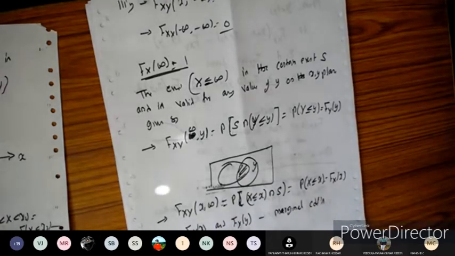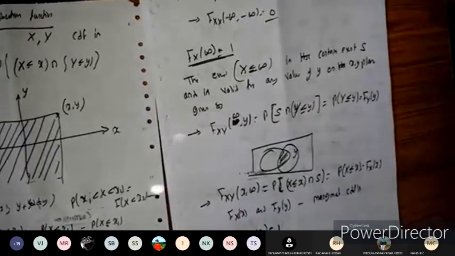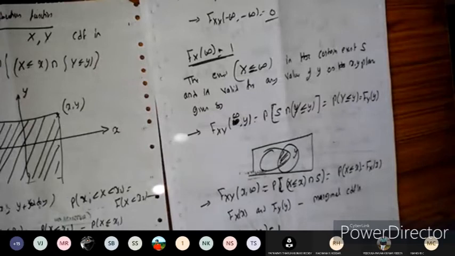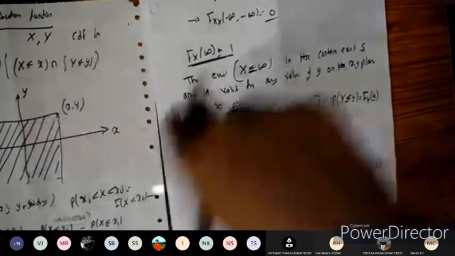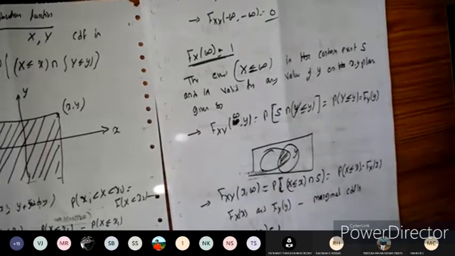In the exam, I think once it has been asked: explain the bivariate cumulative distribution function with different examples. So you can write about the bivariate cumulative distribution function. It will be asked for some 6 to 8 marks. Okay. Done, right?